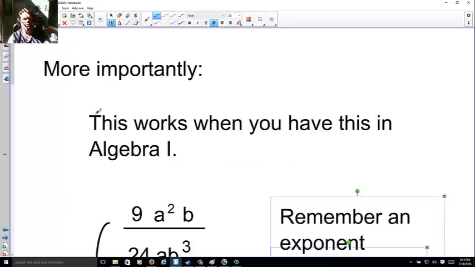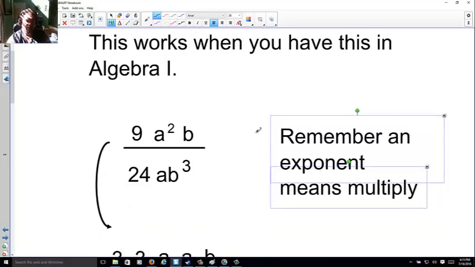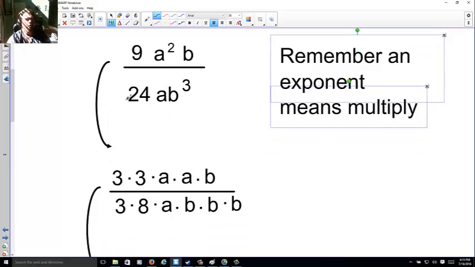More importantly, this works when you have this in Algebra 1. Take a look here. 9a squared b over 24ab cubed. And you're going to be surprised when you find that you're going to be able to do this Algebra 1 skill that usually takes people in my Algebra 1 course somewhere around the middle of the year to do. You'll be doing it in the next day or so. What you're going to do is remember an exponent just means multiply. So remember 9 is 3 times 3. A squared is just 2 single A's, and you have your B.